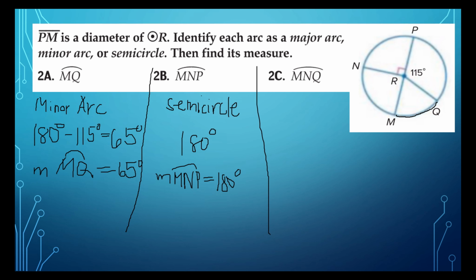In 2C, arc MNQ is a major arc because it is greater than the semicircle. So to find the measure of arc MNQ, add the three minor arcs. PQ is equal to 115 degrees. PN is equal to 90 degrees. NM is equal to 90 degrees.